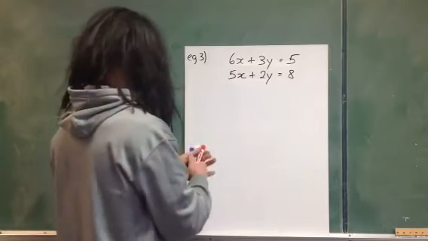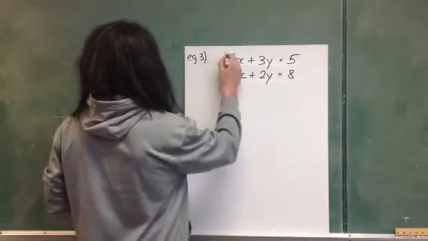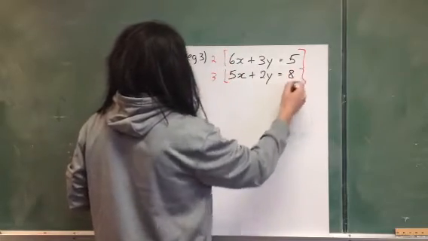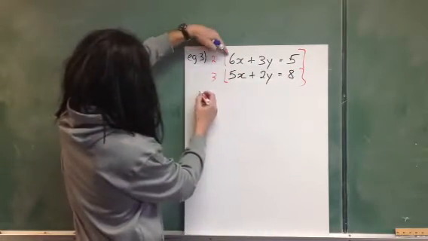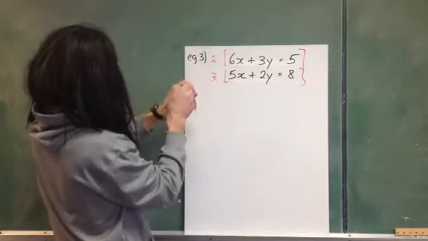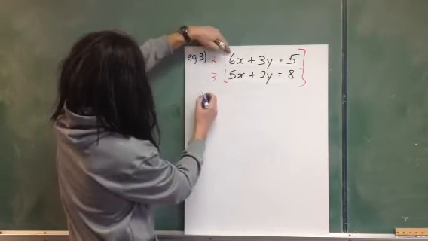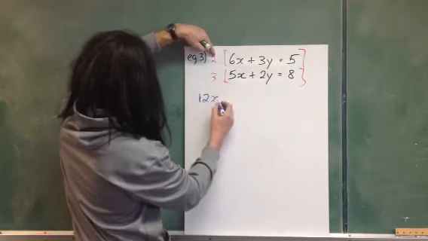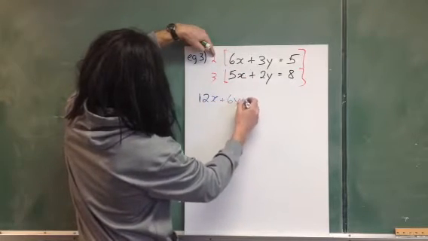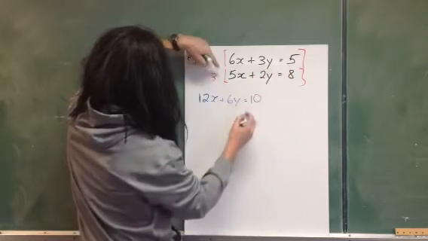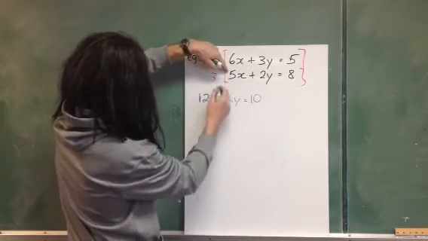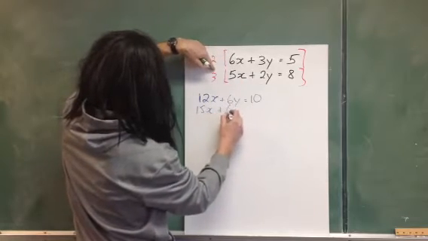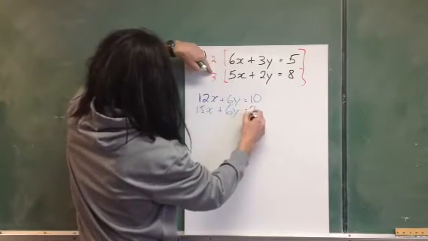Okay? So here we go. I'm going to double this one, and I'm going to triple this one. Okay, so that would leave me, I'm going to rewrite it in a different color for now. 2 times 6x is 12x's. 2 times 3y is positive 6y's. And 2 times 5 is 10. My second equation, I multiply everything by 3. That would be 15x's. 3 times 2y is positive 6y's. And 3 times 8 is positive 24.